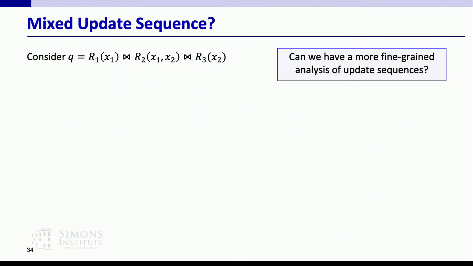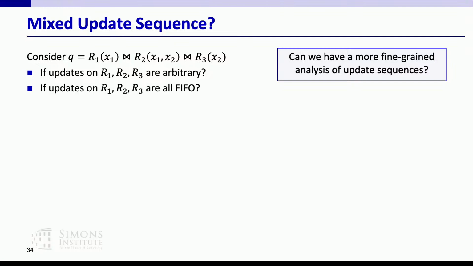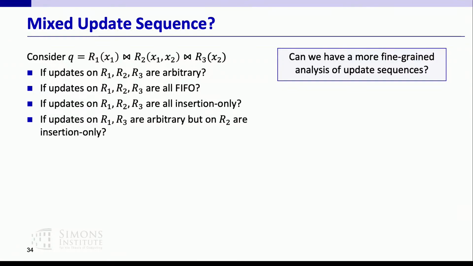There are some other interesting questions. Can we have a more fine-grained analysis of the update sequence? Just consider this simple example. We have results when all of the updates are arbitrary, all of them are first in, first out, or all of them are insertion only. Then a more fine-grained question is: if some updates are arbitrary and some are insertion only, can you still find out the hardness or find an efficient data structure?